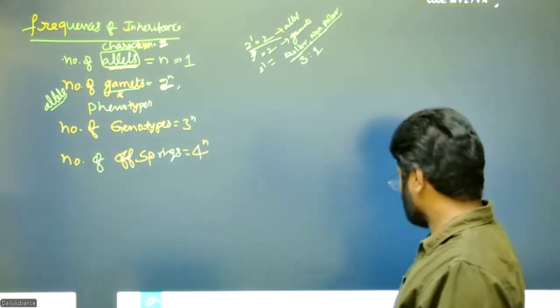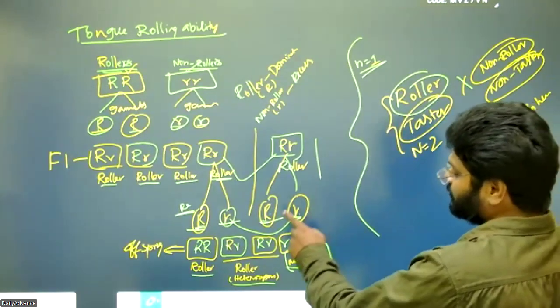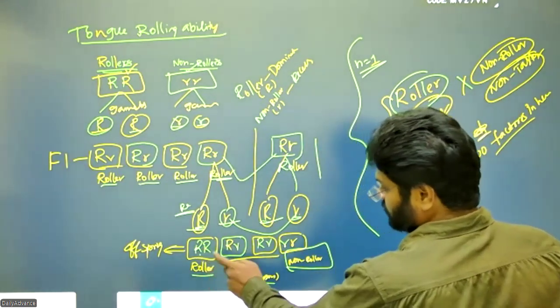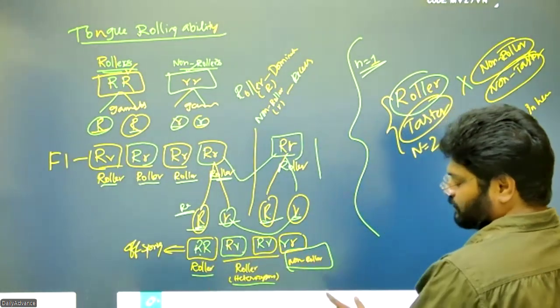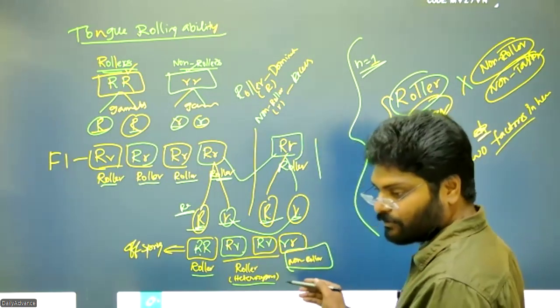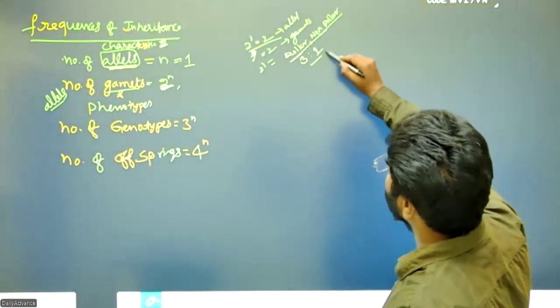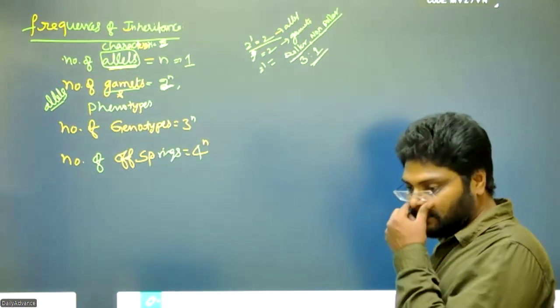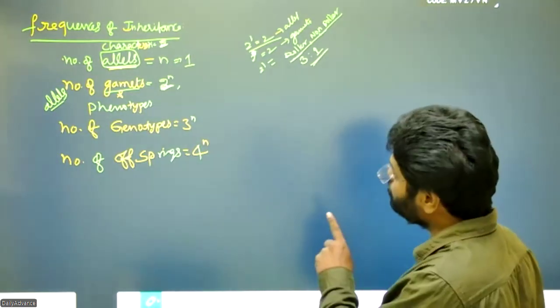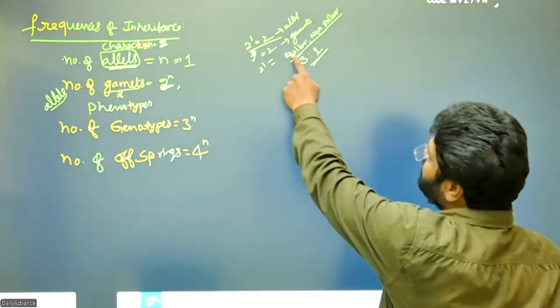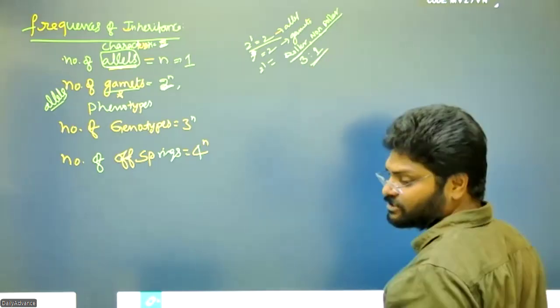So you can see, how many rollers are there? This is the roller. These two are also rollers, and the final one is non-roller. That means 75 is to 25, or 3 is to 1. So rollers and non-rollers are in a 3 is to 1 ratio. Two phenotypes are there, roller and non-roller, and their frequency is 3 is to 1.